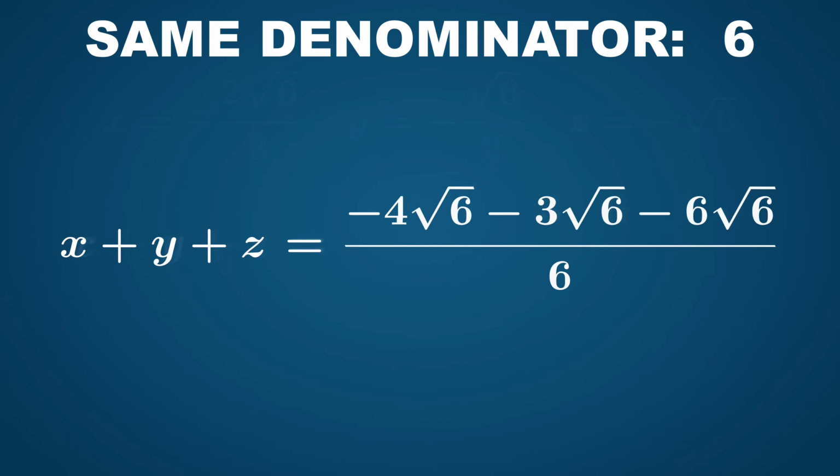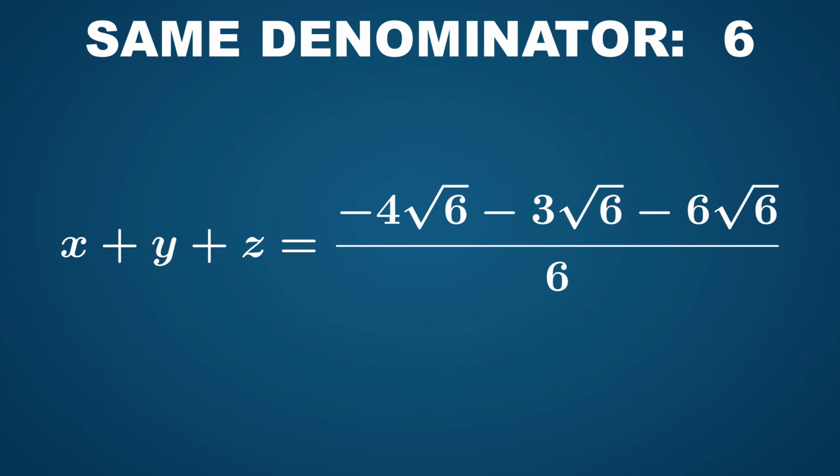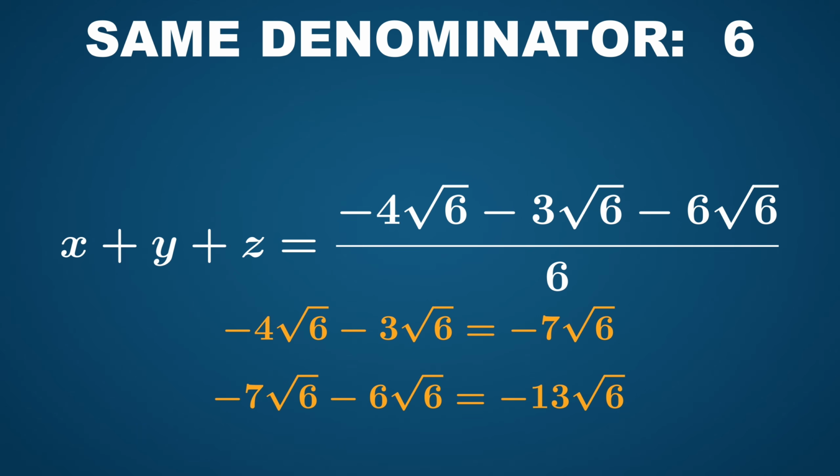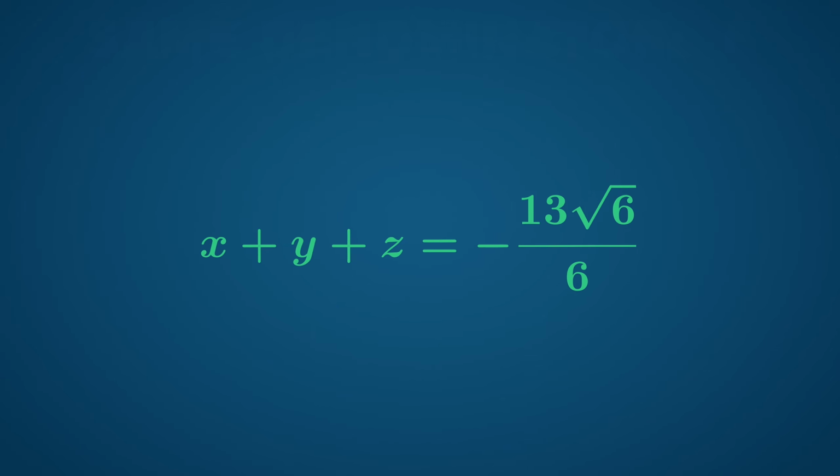We add the numerators together while keeping the common denominator as 6. Negative 4 minus 3 gives us a value of negative 7 root 6. Negative 7 minus 6 gives us exactly negative 13 root 6. The sum is negative 13 times the square root of 6 over 6. We have now found two possible valid answers for the sum of x, y, and z.